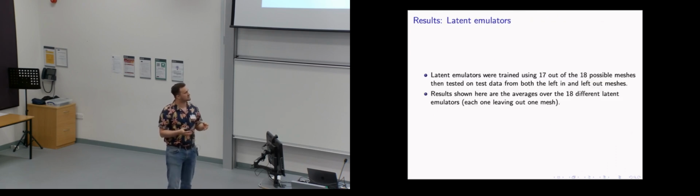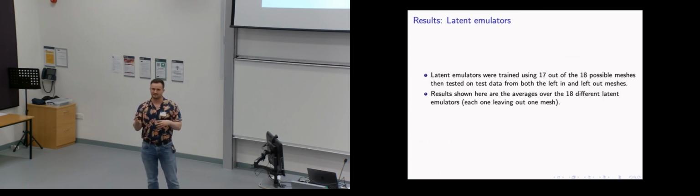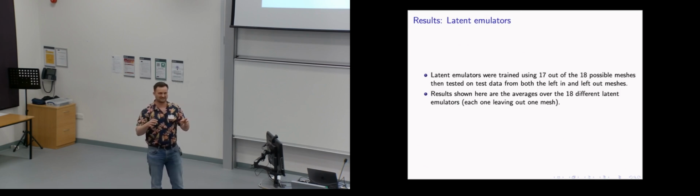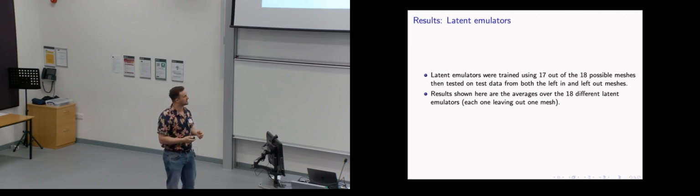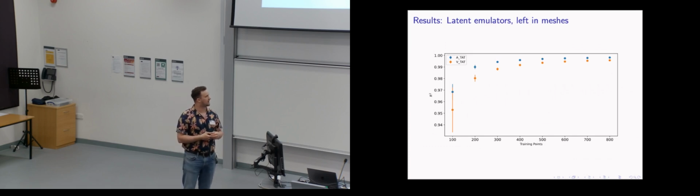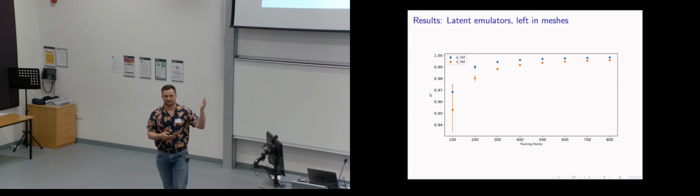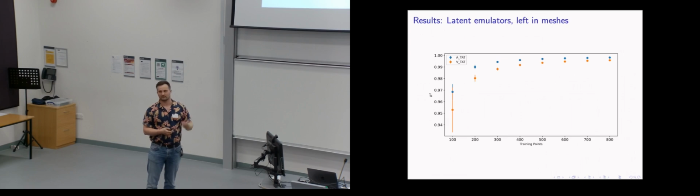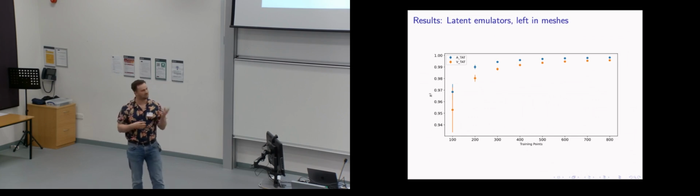So then for the latent emulators, they were trained using 17 out of the 18 meshes and then tested on test data from both the meshes that were left in and that one that was left out. And the results that I'm about to show you are the results from that averaged over all of the 18 different latent emulators we trained. So this is just showing the results on the left-in meshes. As your number of training points goes up, so does your accuracy, and we're meeting that accuracy that we were seeing for the individual emulators at about 800 training points, but that's essentially at 47 training points per cohort member, if that makes sense.